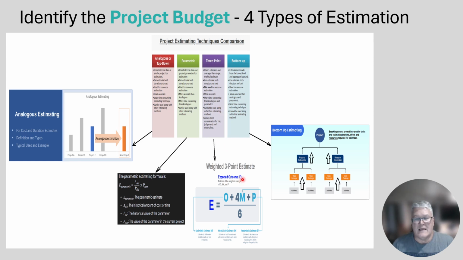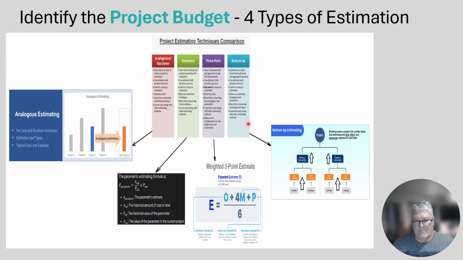3-point is, in essence, pretty much parametric, and it's taking a look at the pessimistic or worst case, the optimistic, which is best case, and then most likely. And so it uses a formula where your estimate is your optimistic plus 4 times most likely plus the pessimistic value for cost or for time, and then dividing by 6.